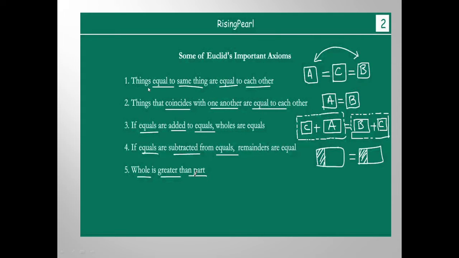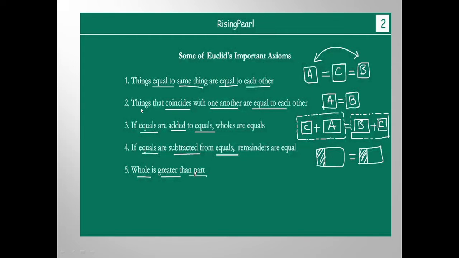First axiom, as I told you: things which are equal to the same thing are equal to each other. Here I am taking three things, A, C and B. I know that A is equal to C and C is equal to B. See, A and B both are equal to C only. So we can say that A and B are equal, because things which are equal to the same thing are equal.